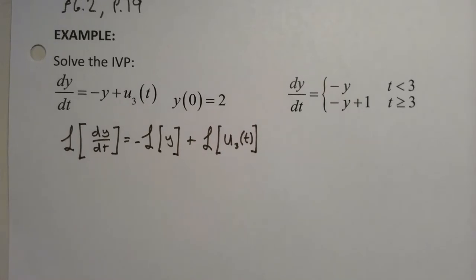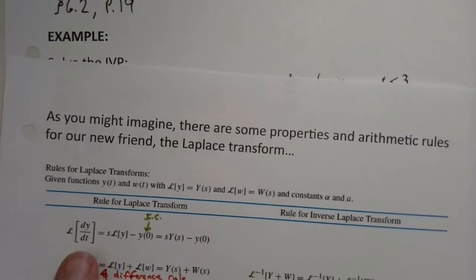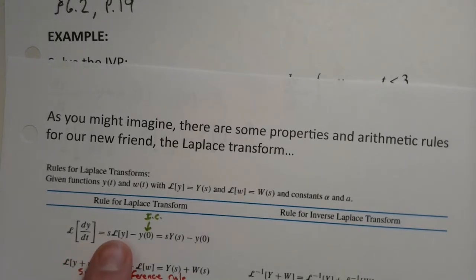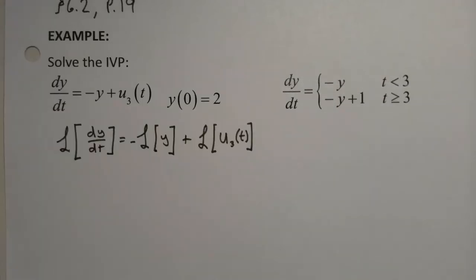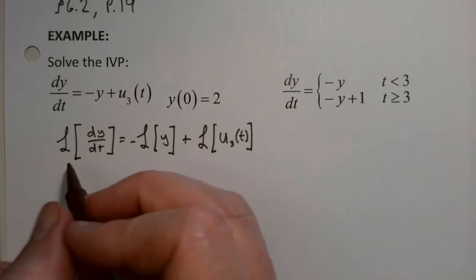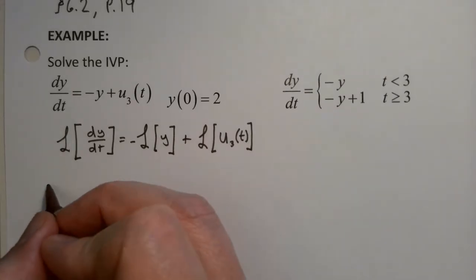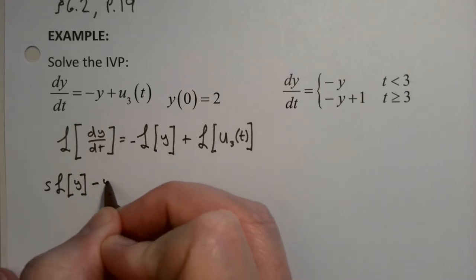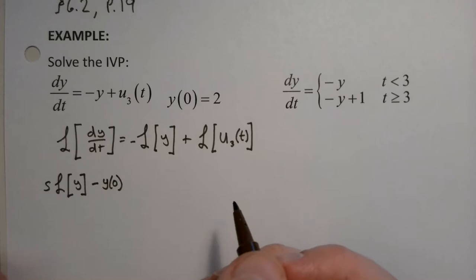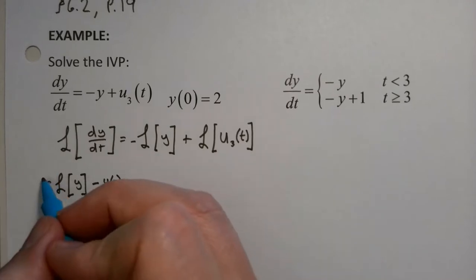And so I can revert back to my tables to be able to do these, but really the one thing that I just have to remember is that the Laplace transform of a derivative is s times the Laplace transform of y minus whatever the initial condition is. And fortunately for us, we have an initial condition. So in this case, all of this is going to be s times the Laplace transform of y minus y of 0. That's the left-hand side of things.